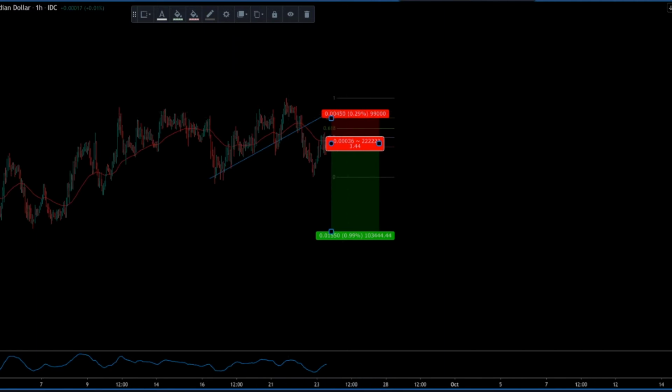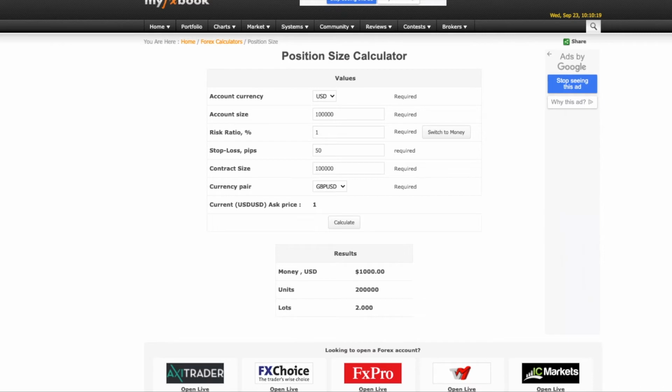Now I'm going to go to just a quick calculator. This is myfxbook.com/Forex calculators/position size. So just go to myfxbook and you can see right here, home, Forex calculators, go to position size.